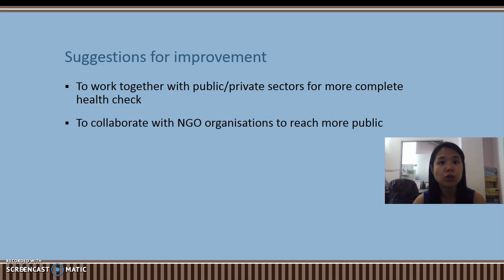And lastly is to collaborate with NGO organizations to reach more of the public, for example to collaborate with MPS, where this NGO organization will help us reach a more targeted public related to a certain theme or certain disease of that year. For example, if we are working on kidney disease, then probably the kidney foundation will be able to introduce to their kidney patients that we have this kind of campaign at a certain date at a certain location. I think this can help us gain more public awareness of the event.